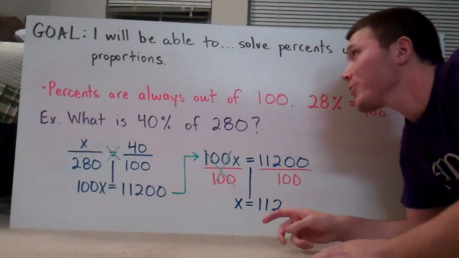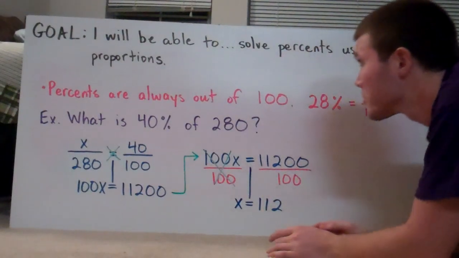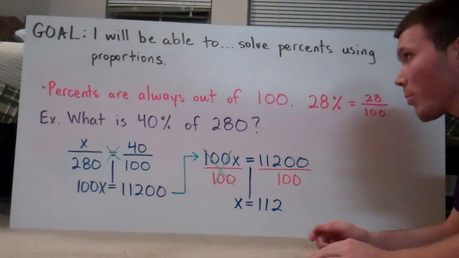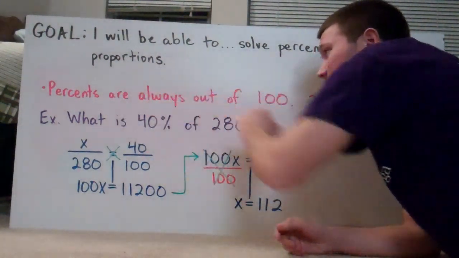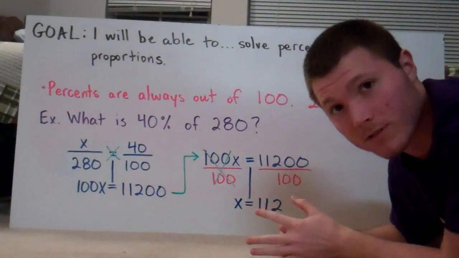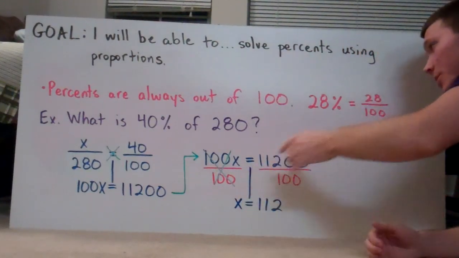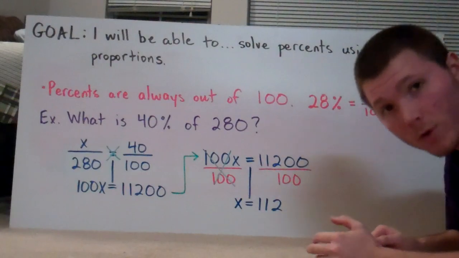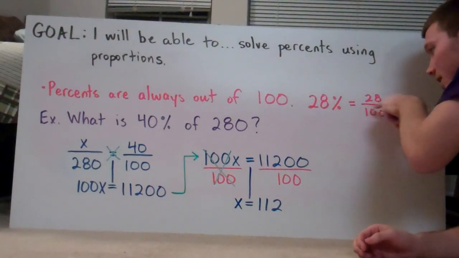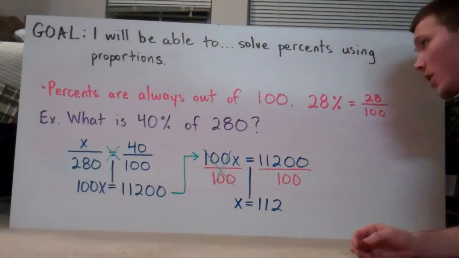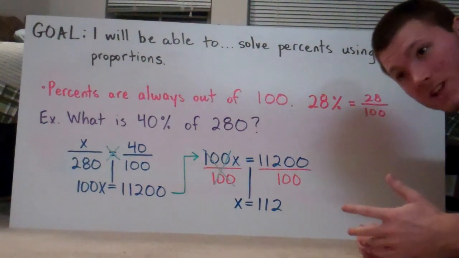Alright, so the goal for you guys today is for you to be able to solve percents using proportions. Something you always want to remember is that percents are always out of 100. For example, 28%, well, if you wanted to write that as a ratio or as a fraction, that would be 28 out of, or over, 100. Percents are always out of 100.